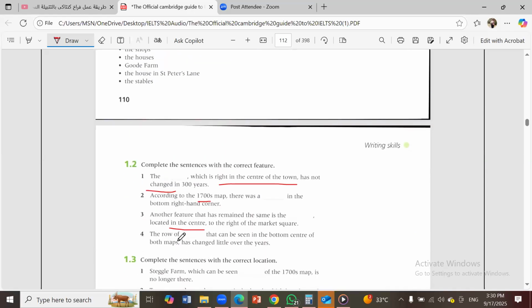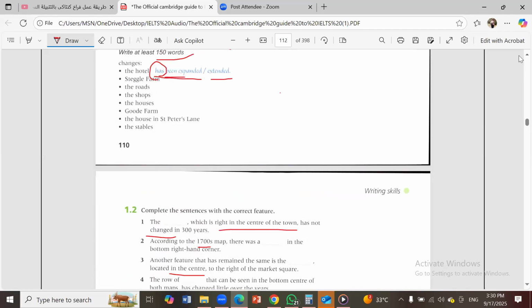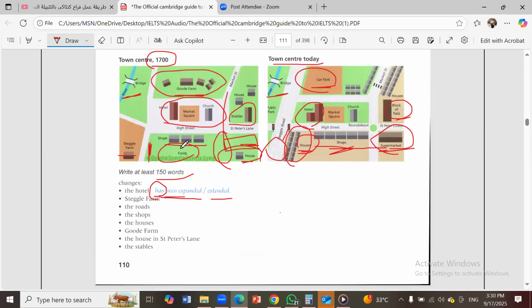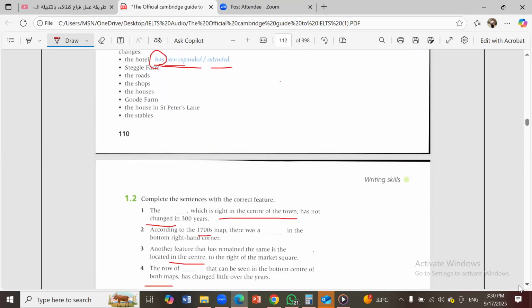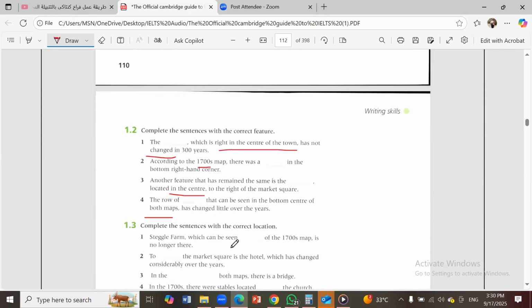So the row of what that can be seen in the bottom center of both maps? We have a row. Has it changed little over the years? A row can be seen in the bottom center of both maps. Houses? Shops. Shops, yes. There was no house here from the beginning. The shops. Okay, he's giving you ideas. You can conclude with this.